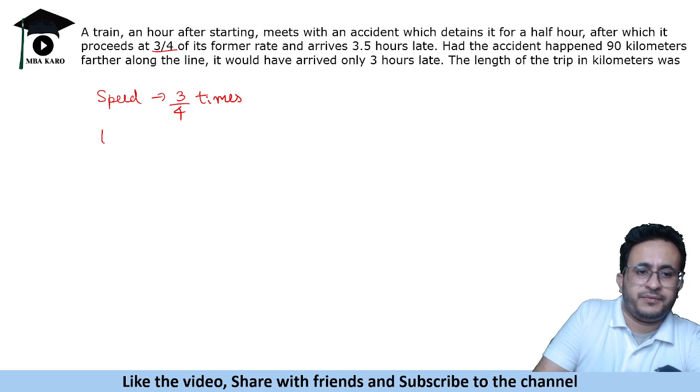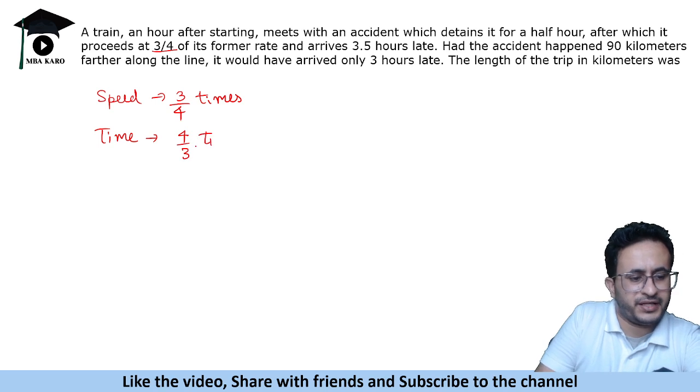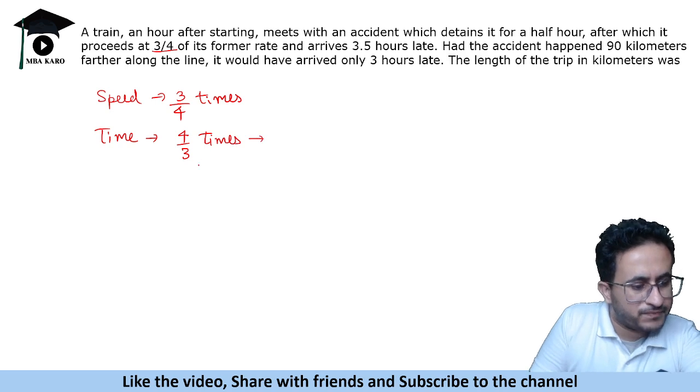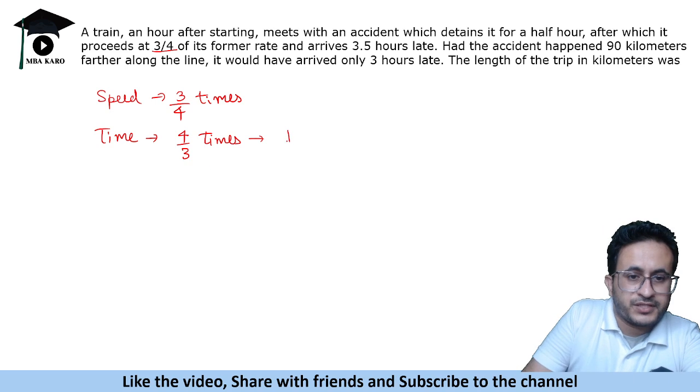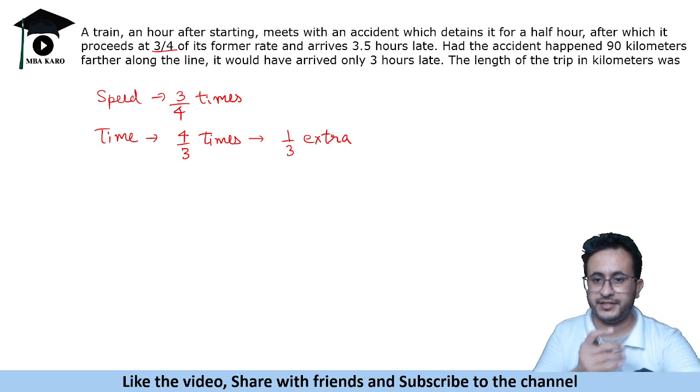So time will become, so speed is 3/4, time becomes 4/3 times, because speed and time are inversely proportional. Time becomes 4/3 times, and that means 1/3 extra. Okay, time becomes 1/3 extra.